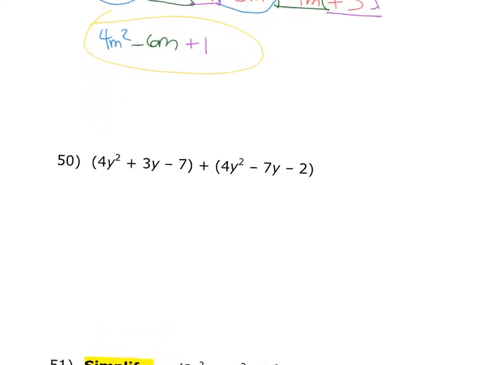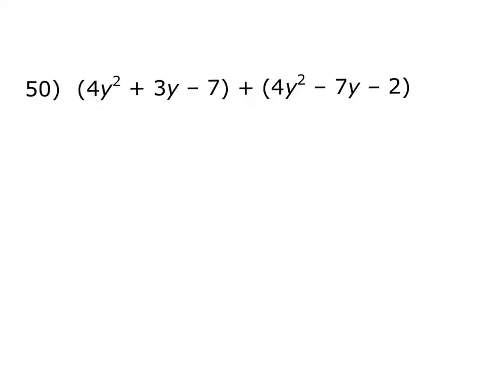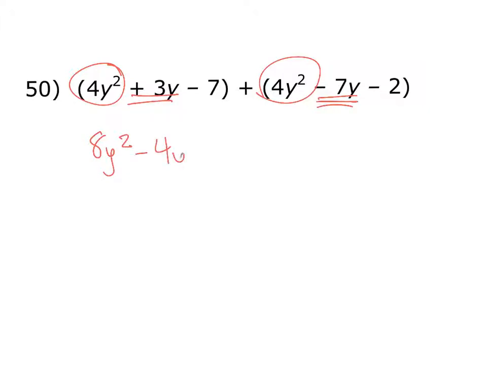With this one, because you are adding, you're not changing the sign of anybody you're in front of. So you're able to just say, okay, I'm going to forget about that plus and just combine like terms. 4y squared and 4y squared is 8y squared. 3y minus 7y is negative 4y. And negative 7 minus 2 is negative 9.